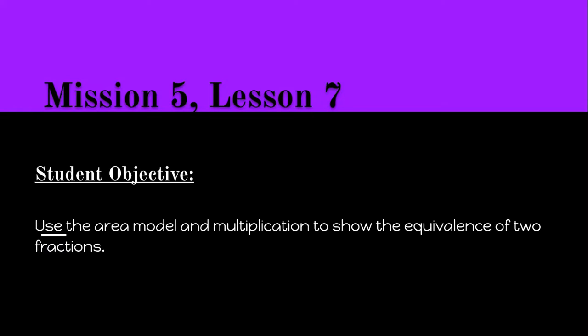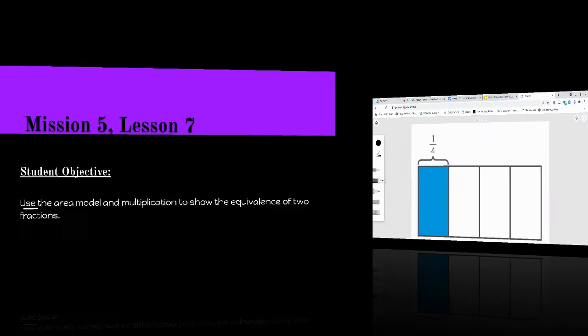Hello and welcome to Mission 5, Lesson 7, where our student objective is to use the area model and multiplication to show the equivalence of two fractions. So we're going to be creating equivalent fractions, meaning equal fractions, today, using both an area model and multiplication. We're going to take a look at a couple of examples together. So let's do that now.